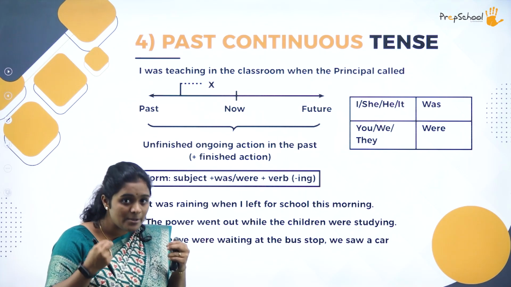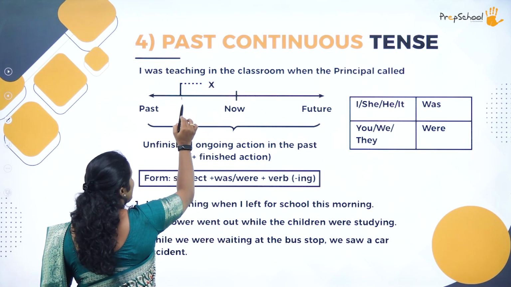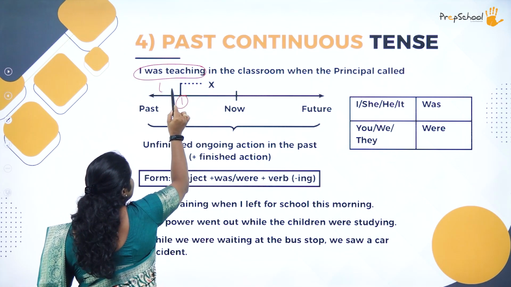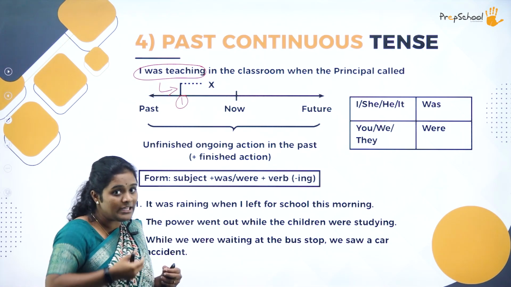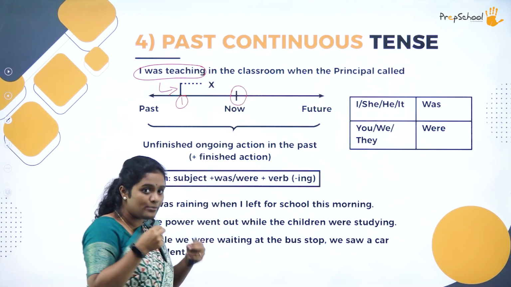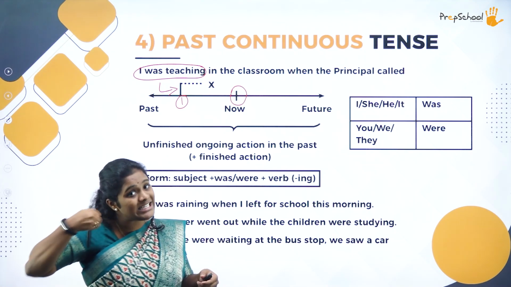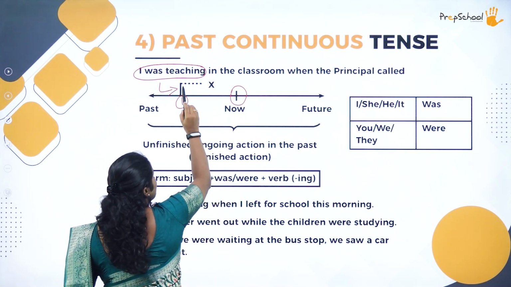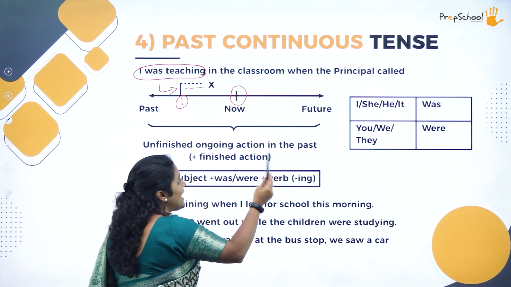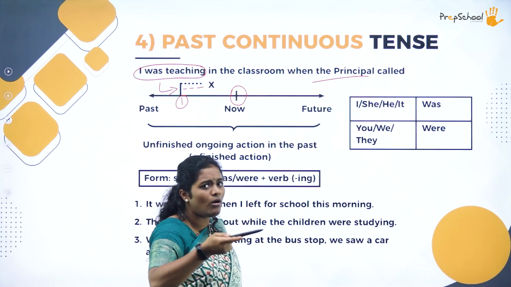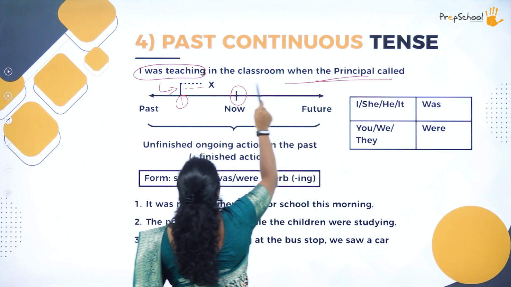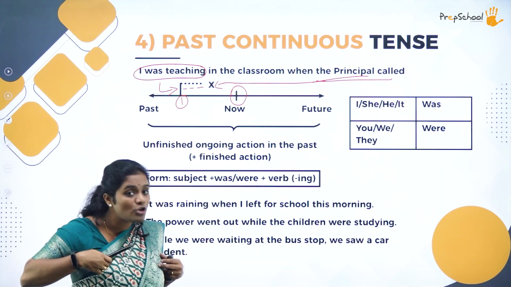So there was one action happening in the past, which is I was teaching. Let's understand this one. I was teaching in the past, not now. I am talking about it now. I was teaching. And then what happened? The action was happening. Something stopped it. There's another action that sort of interrupted it or made it come to a halt. What is it? When the principal called. This is how it stopped.